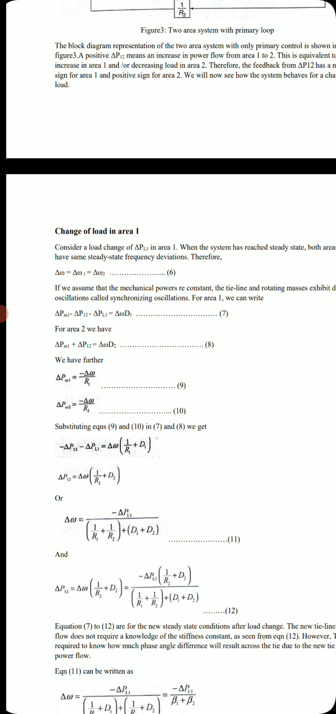So in the next class we will see how exactly the change in load in area 2 and change in both areas will affect the performance.